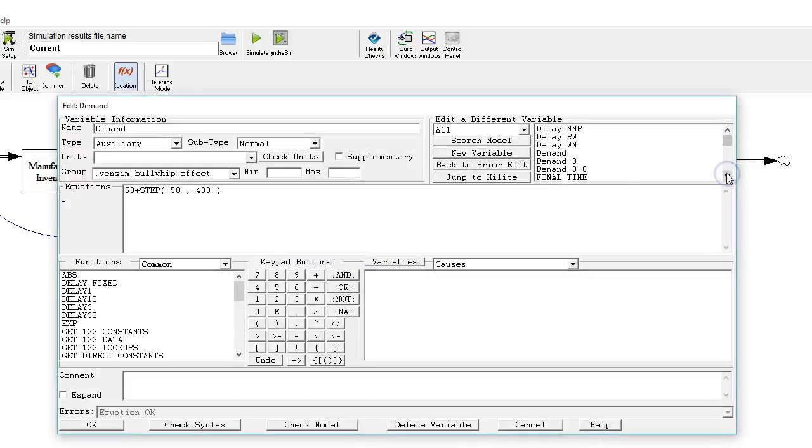The demand right now is set up to be 50, and then after 400 units of time, we're going to have an increment of 50 units. That's what this function means. So it's like a little step in which you are at the level of 50 at the beginning of the simulation, and after 400 units of time, and I'm thinking of it as if it was days, we're going to have an increment in the demand of another 50 units, staying stable for the remainder of the simulation at a total of 100 units.